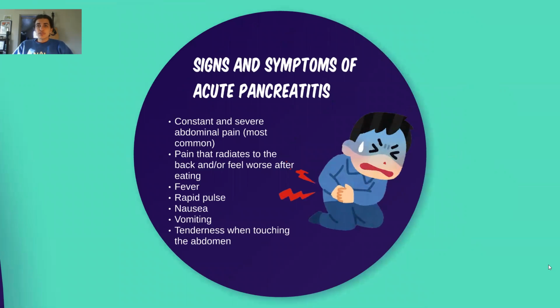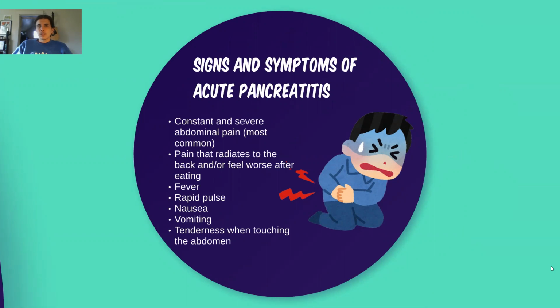So signs and symptoms of acute pancreatitis is constant and severe abdominal pain. It's going to be the most common symptom there. Pain that radiates to the back and or feels worse after eating. Fever, rapid pulse, nausea, vomiting, tenderness when touching the abdomen, typically followed by guarding.